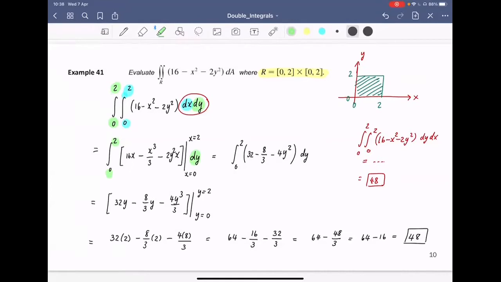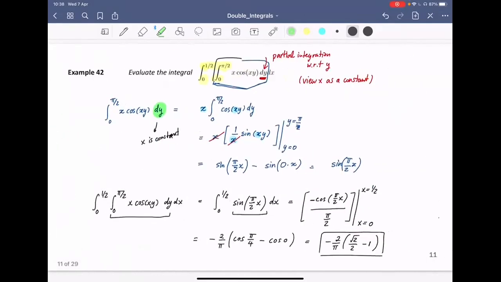Sounds good? All right, we're going to do more examples. Hopefully you're still on track with me. I think I explained it very clearly, I think. All right, next. This is example 42 we just did last time. So we're going to review it again together. Everyone see this? This is what we did last time.